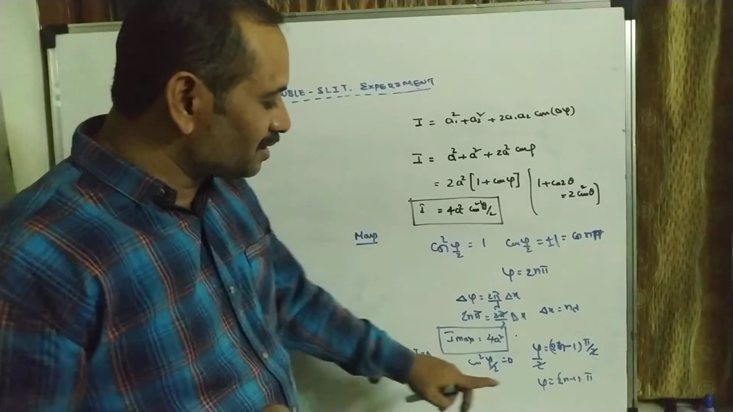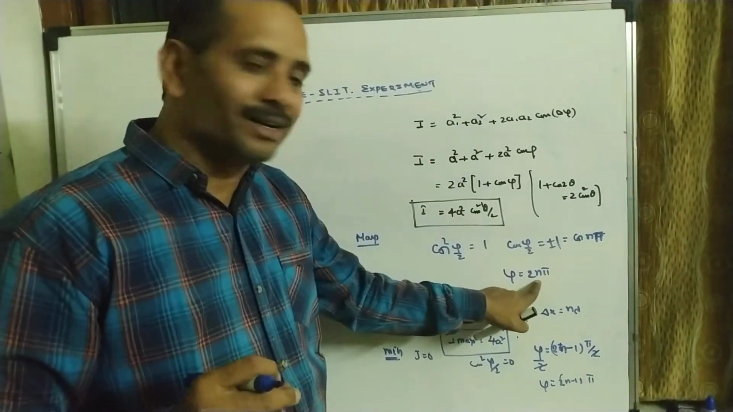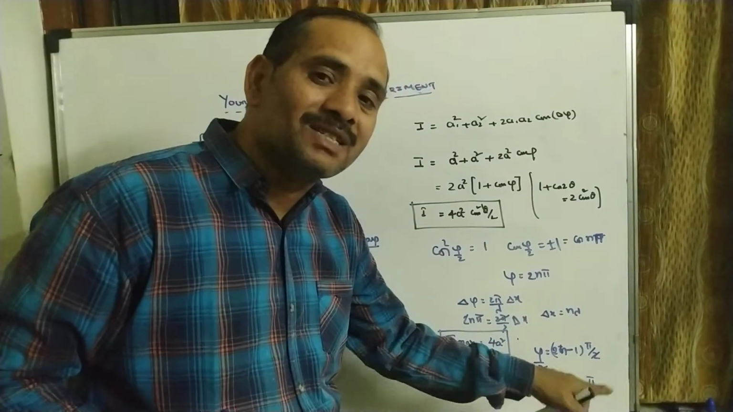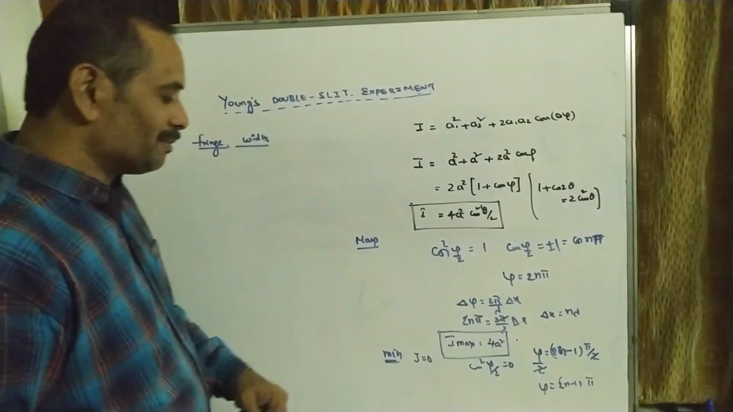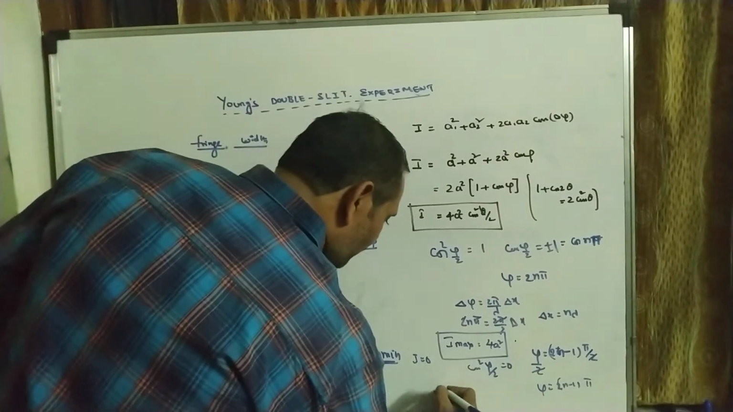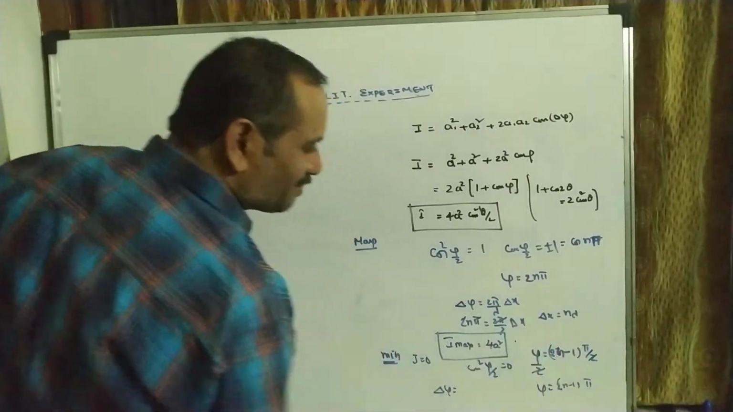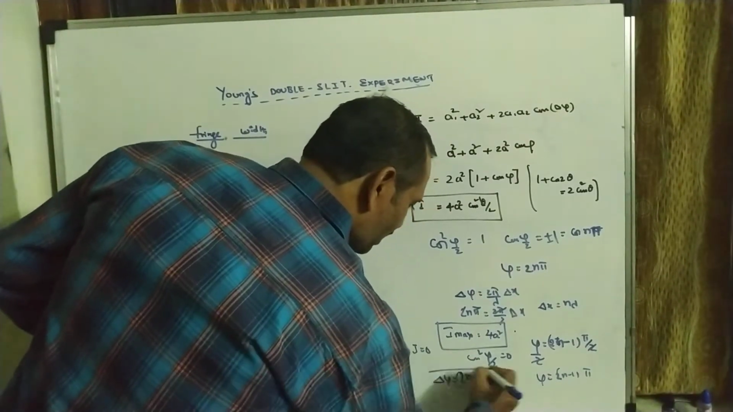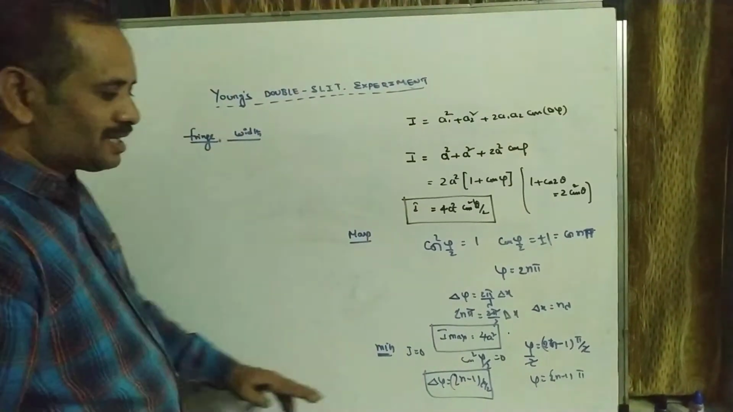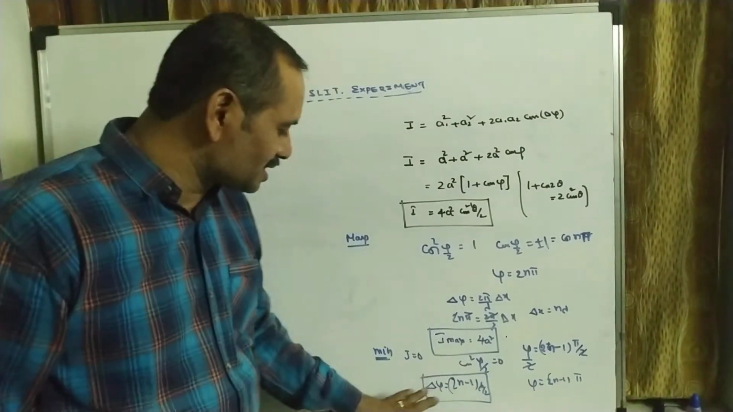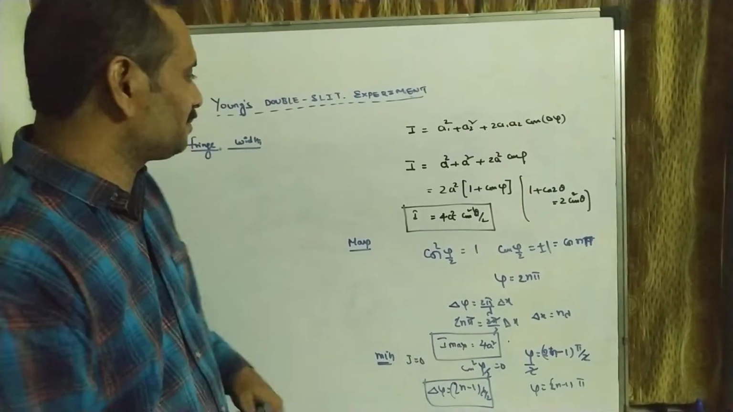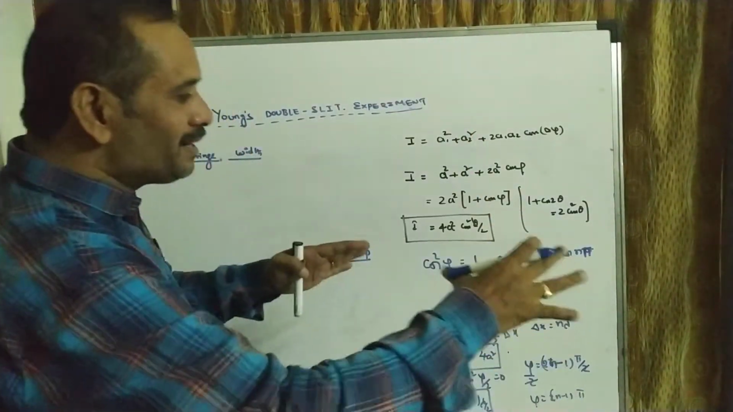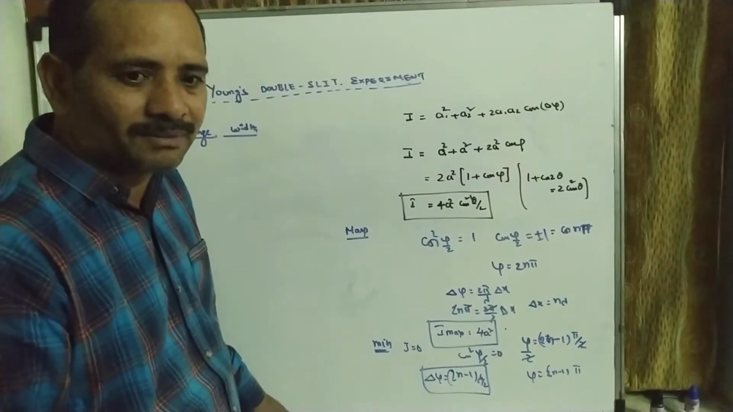Third bright band, 6 pi. Third dark band, if they ask us, 2 into 3 minus 1, 5 pi is the minimum. If it is path difference, simple, pi is replaced by lambda by 2. 2n minus 1 into lambda by 2 gives minimum. This is the minimum phase angle, this is the minimum phase difference. Okay, sir, this is the way to apply the intensity condition.